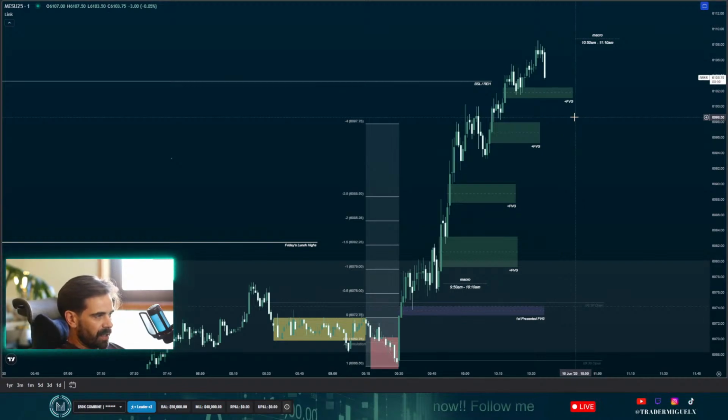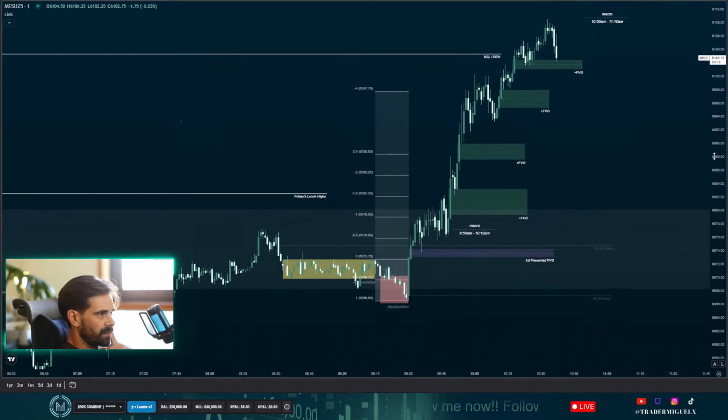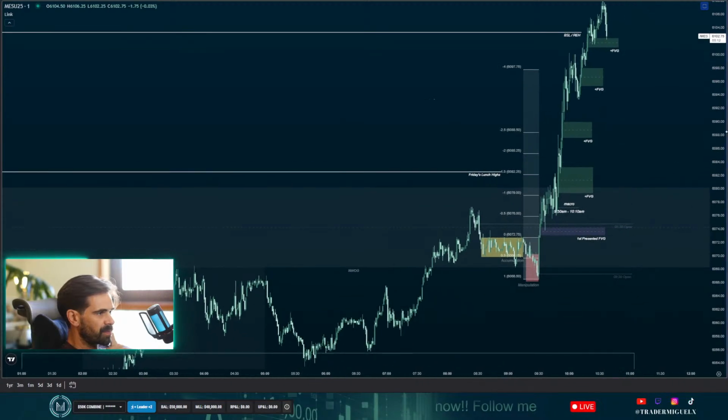We are approaching 1050 here. So this is a start of a retrace, probably. Major buy side liquidity points are taken here.